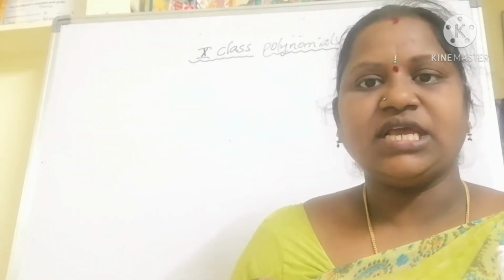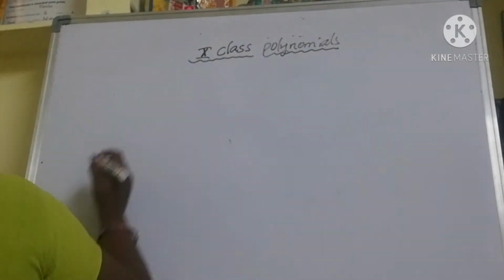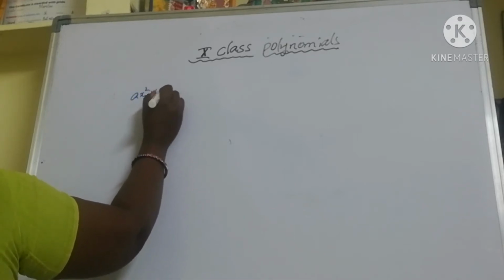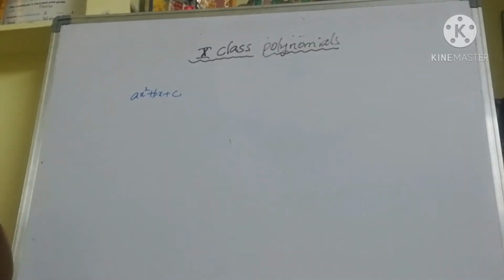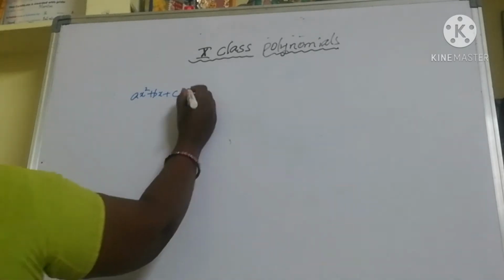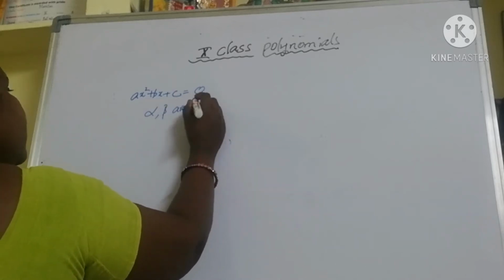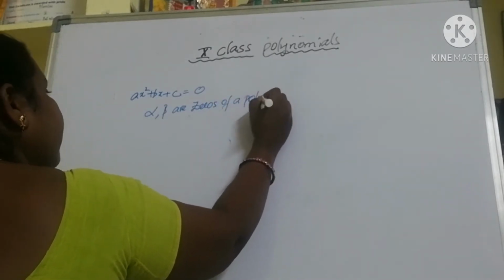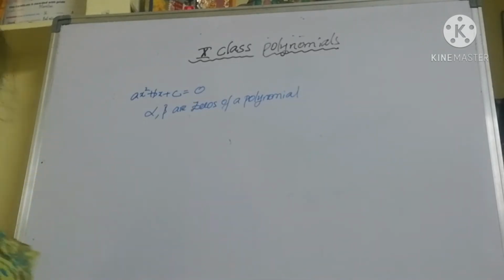Now, for example, if you are taking a polynomial, I am going to take a polynomial ax square plus bx plus c equal to k. Okay, this is the polynomial. For this, alpha and beta are roots, zeros. We can say that they are the zeros of the polynomial. If these are the zeros of the polynomial, then what is the relationship between those?